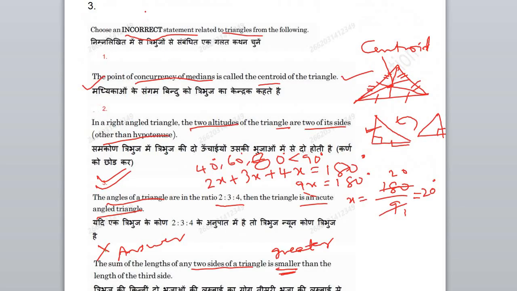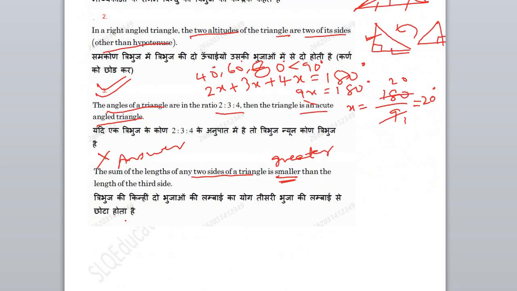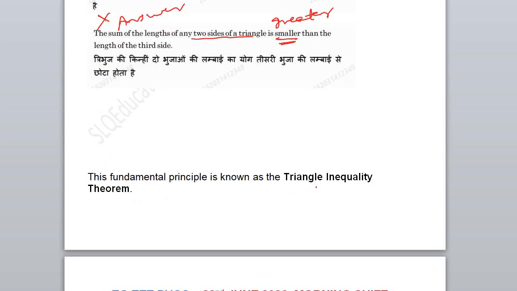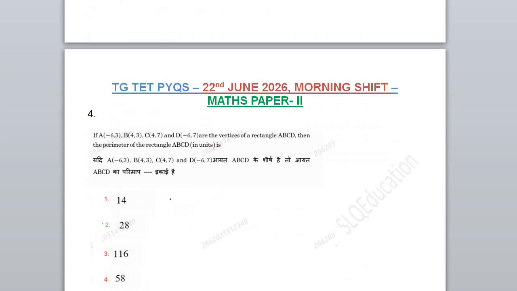In the question it is given as incorrect, so we have to find the incorrect one. So the fourth one is our answer. This we have to keep. This principle of a triangle is also called the triangle inequality theorem. That is also named like this.